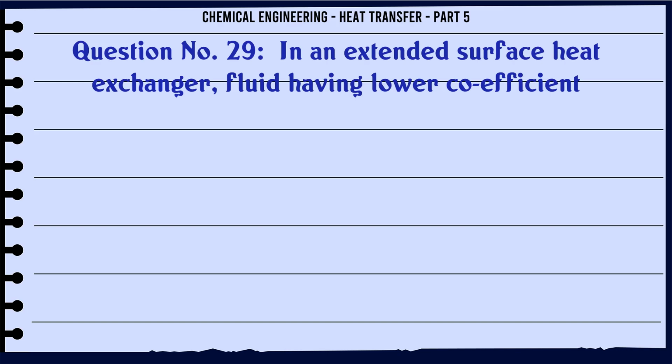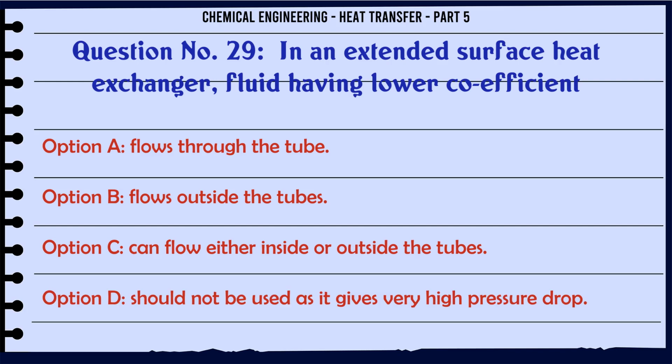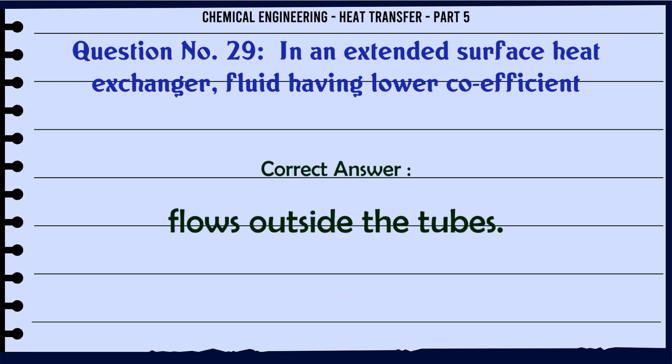In an extended surface heat exchanger, the fluid having lower coefficient: A. flows through the tube. B. flows outside the tubes. C. can flow either inside or outside the tubes. D. should not be used as it gives very high pressure drop. The correct answer is flows outside the tubes.